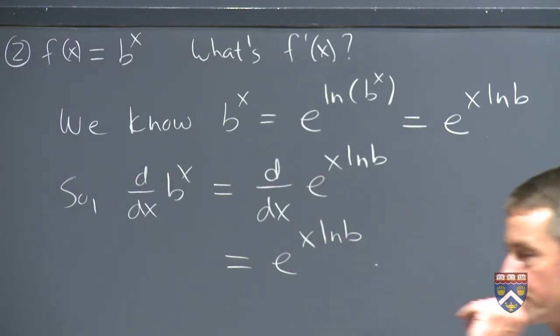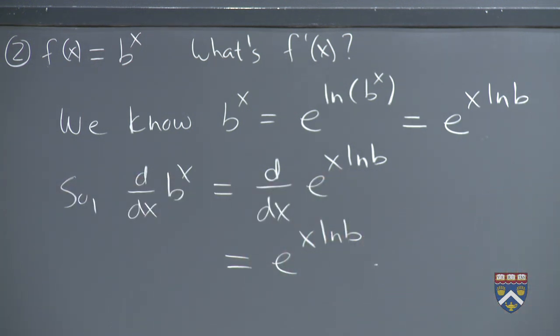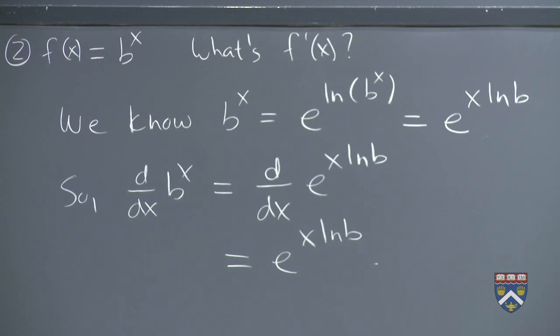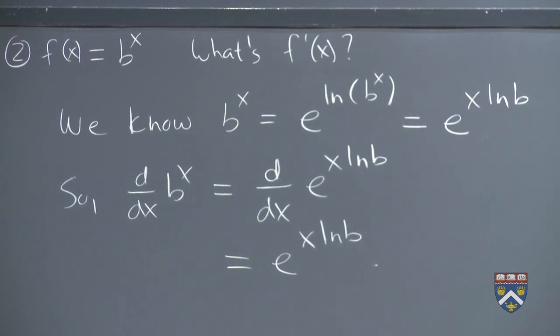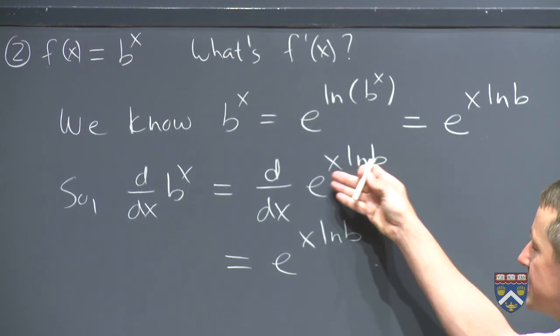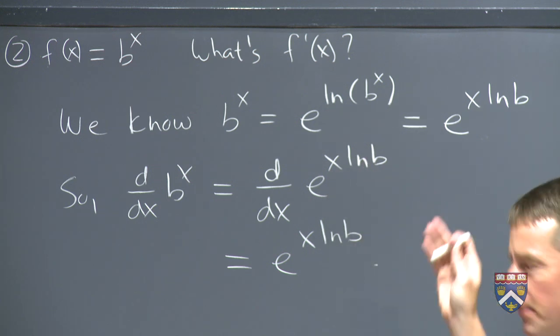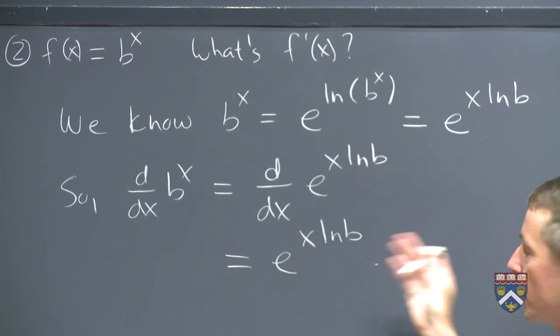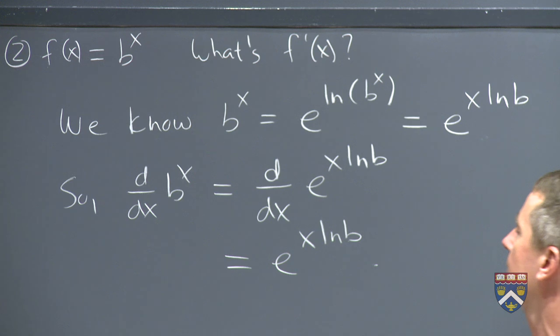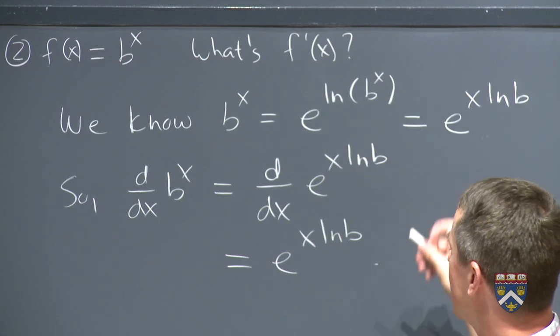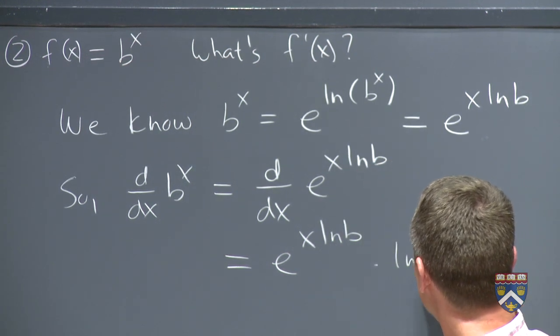Do we need the product rule on x times ln of b? We don't, because ln of b is a what? ln of b is a constant. So this is like saying x times 7. Of course, normally you think about putting the constant in front. Whether you put the constant in front or at the end, it doesn't make any difference. So the derivative of x times ln of b is just ln of b.